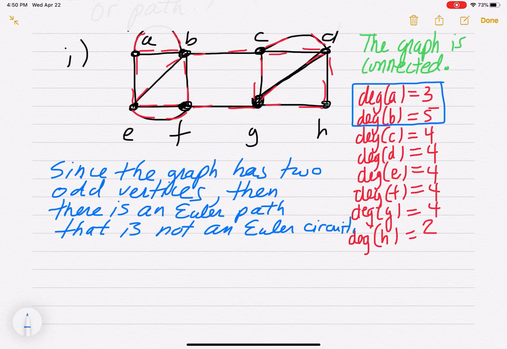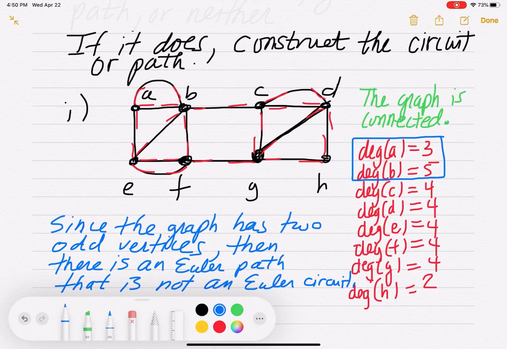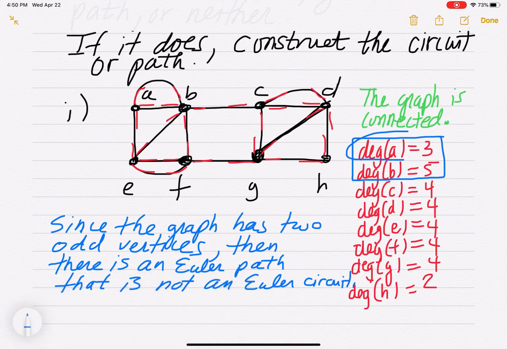Okay, so once we have verified by that theorem that there's an Euler path, we want to construct an Euler path. So what you're going to do, you're going to start on one of your odd degree vertices. So we're going to start on A, let's say, and end on B. You're going to start at A and you're going to end on B. And you're going to have to trace the entire graph. So we're going to start here. You can start at B or end on A, doesn't matter. So I'm going to start here at A.